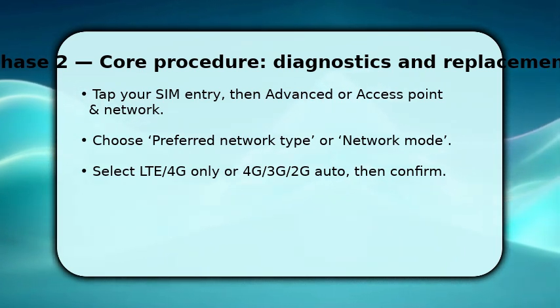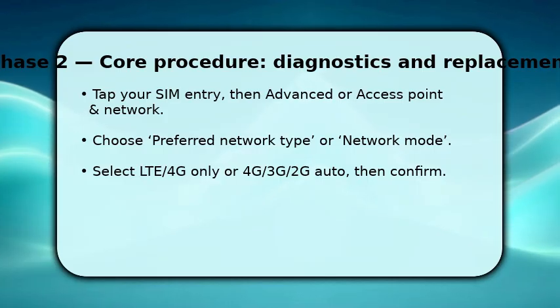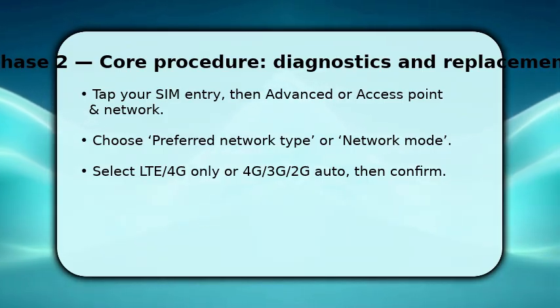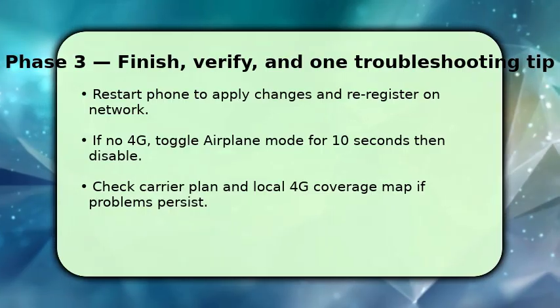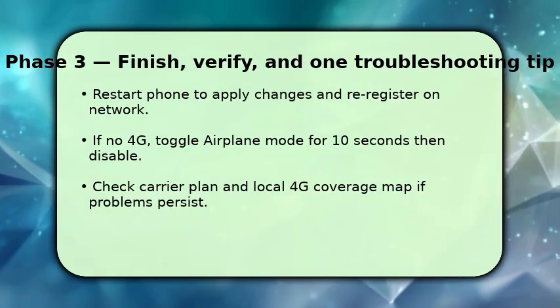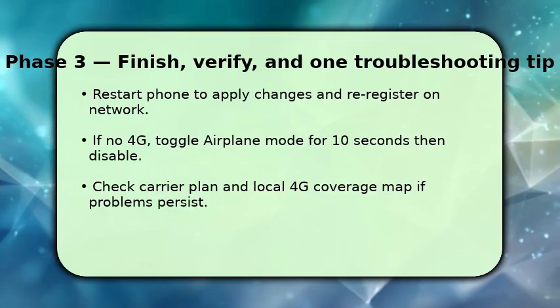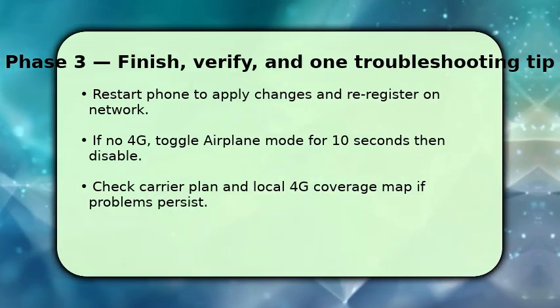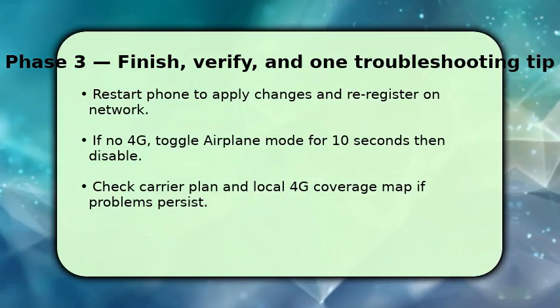Make the selection. Finish by restarting the phone so the modem fully re-registers under the new preference. You'll often see the 4G icon after reboot. If you don't get 4G, toggle airplane mode for about 10 seconds to force a fresh attach. This is quicker than multiple menu taps.